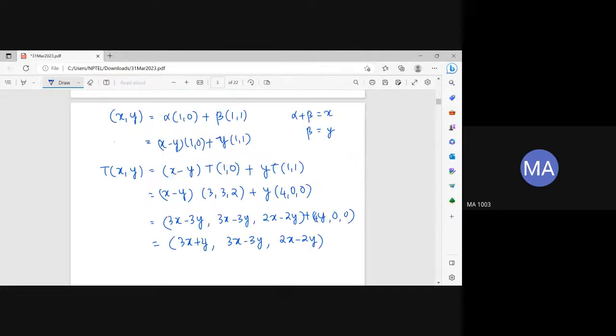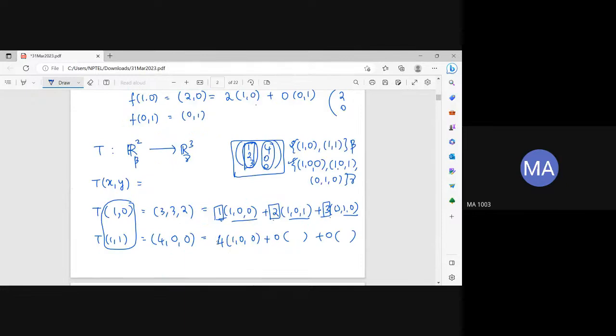So now you know the linear transformation and you know the basis for the domain and the codomain. You can verify whether you get this matrix or not. If yes, then your answer is right.